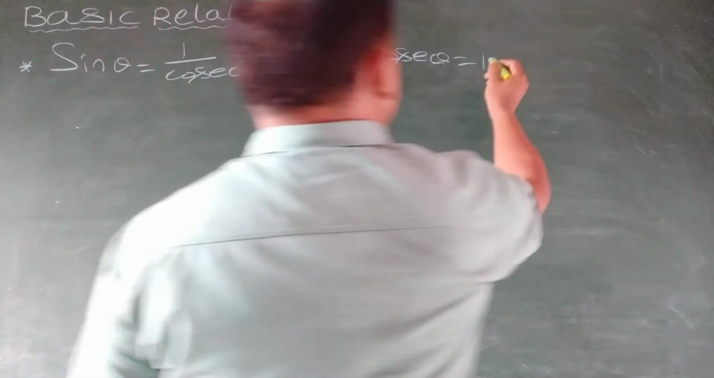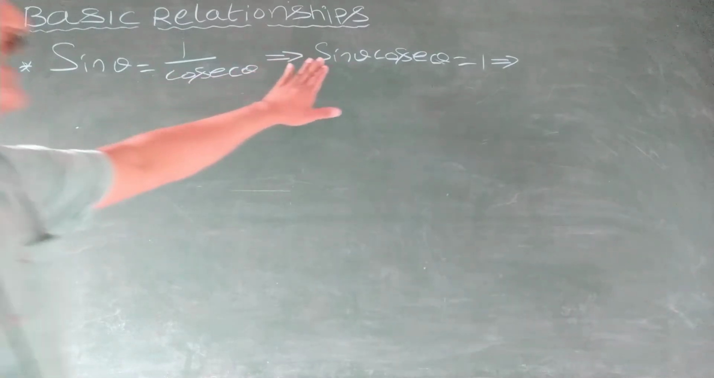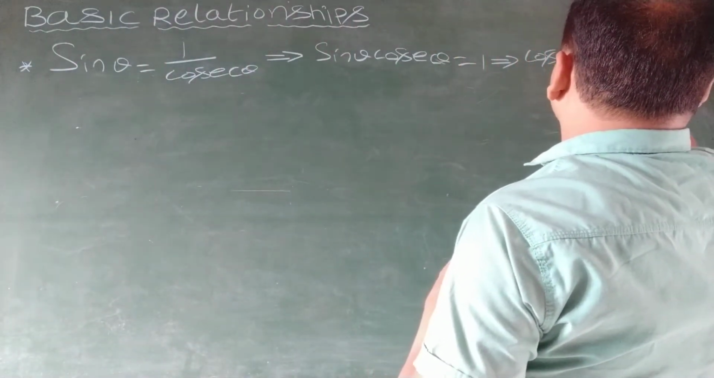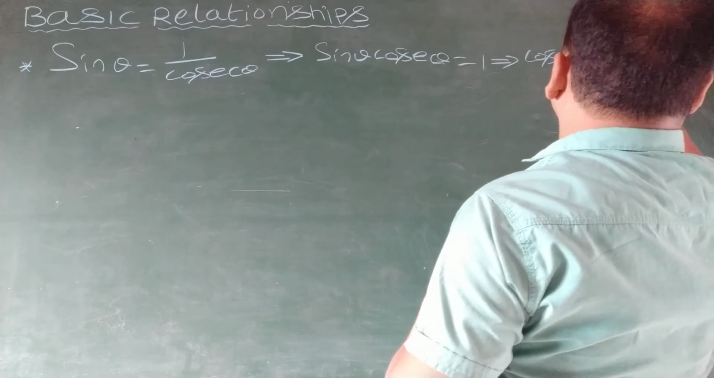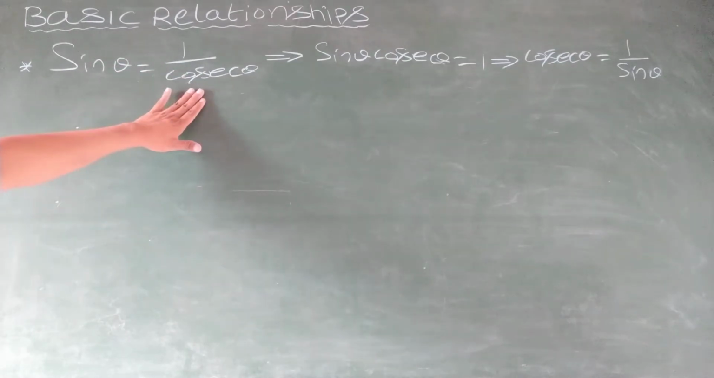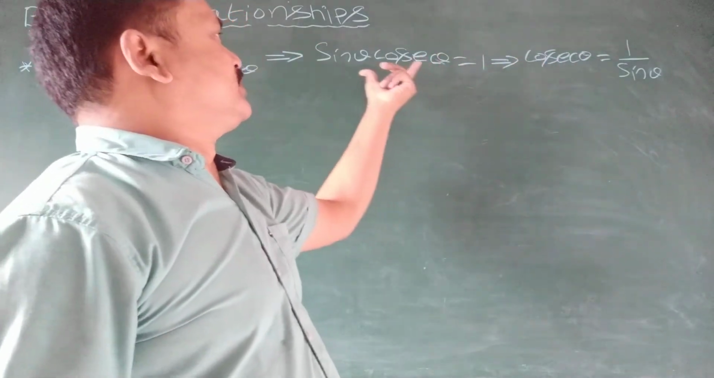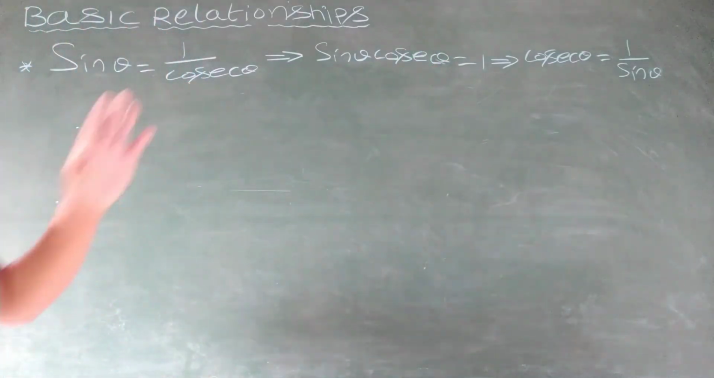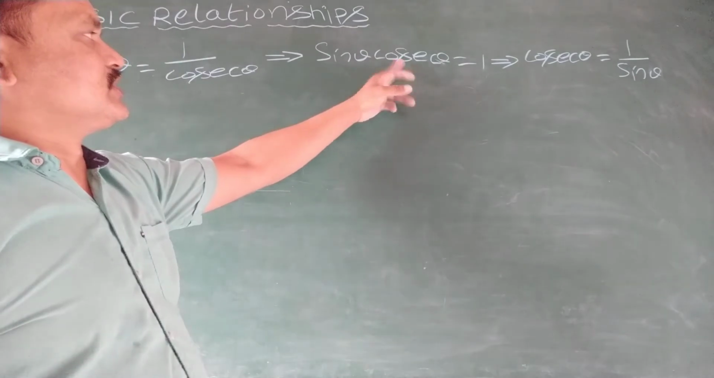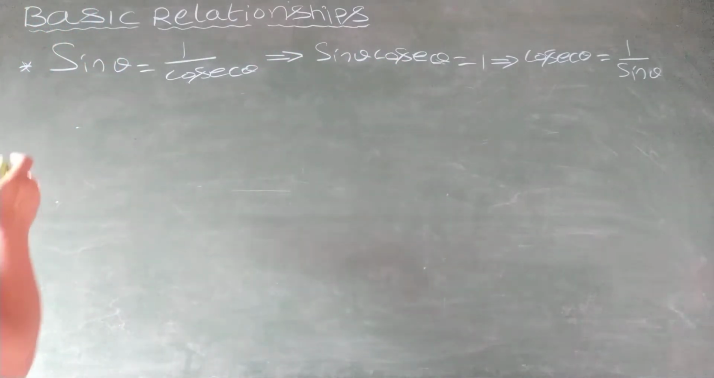Again from this we can write cosecant theta is equal to 1 by sine theta. So sine theta is 1 by cosecant theta and cosecant theta is 1 by sine theta. The product of these two is 1, so these two are reciprocal to each other. That means sine theta and cosecant theta give a product of 1.